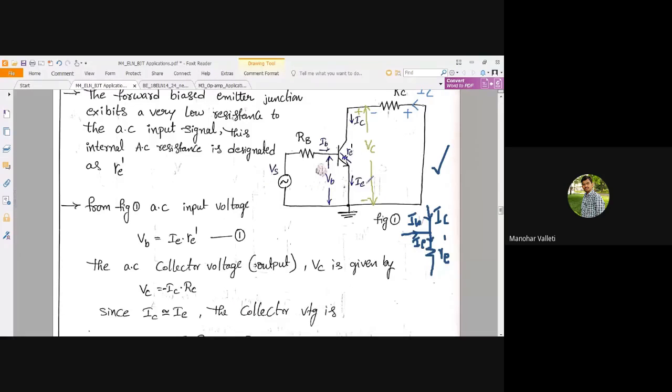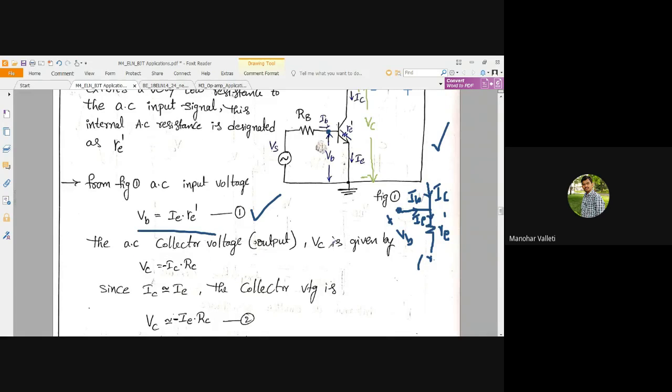If you want to find VB, from here to here is the VB. So VB is the voltage drop across the RE dash resistance. The current flowing through that is IE. So VB equals IE RE dash.